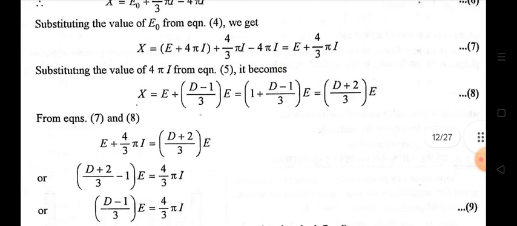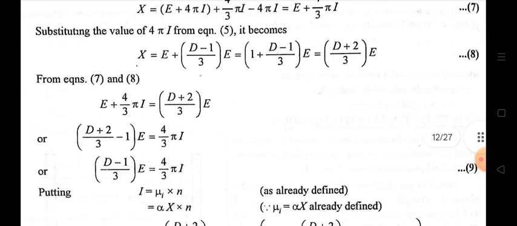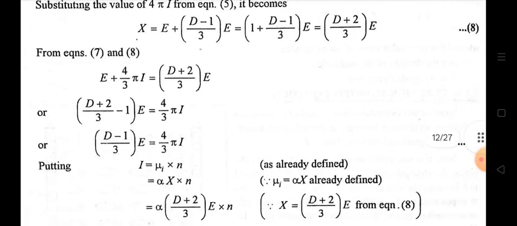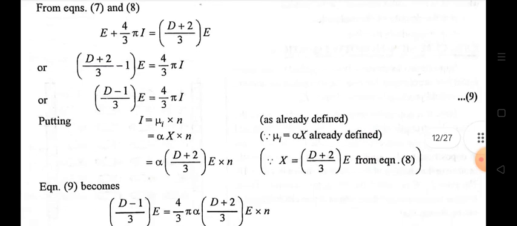From equation 7 and 8, E plus 4 by 3 pi I is equal to (D plus 2 by 3) into E, or (D plus 2 upon 3 minus 1) into E is equal to 4 by 3 pi I, or (D minus 1 upon 3) E is equal to 4 by 3 pi I. I is equal to mu I into n, as already defined, and mu I is equal to alpha X, already defined, that is equal to alpha (D plus 2 upon 3) E into n, and that X is equal to (D plus 2 upon 3) into E from equation 8.